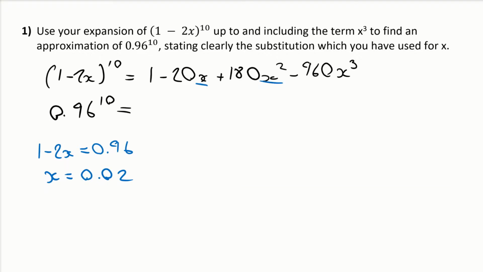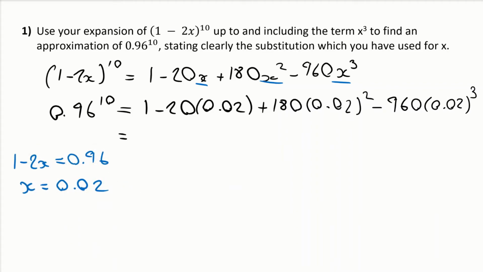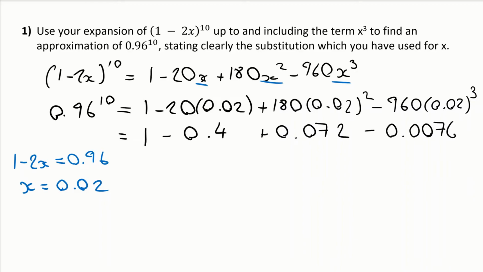Plugging that here, here, and here would give us 1 minus 20 times 0.02 plus 180 times 0.02 squared, take away 960 times 0.02 cubed. Now all we have to do is just simplify it. We get 1 take away 20 times 0.02, which is minus 0.4, plus 0.072 take away 0.00768.